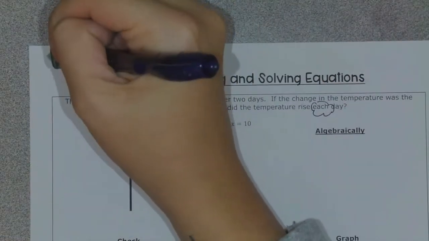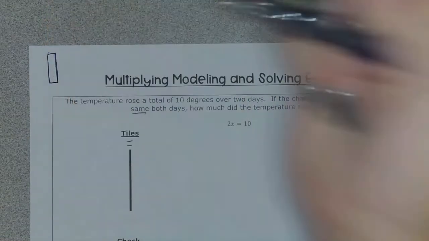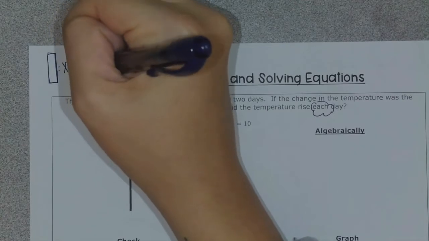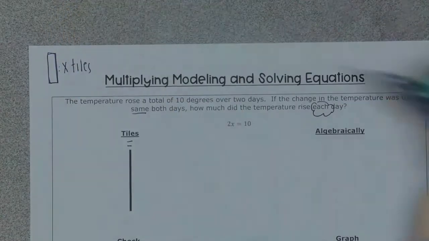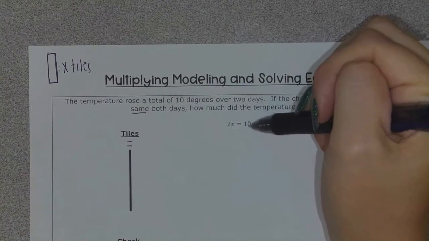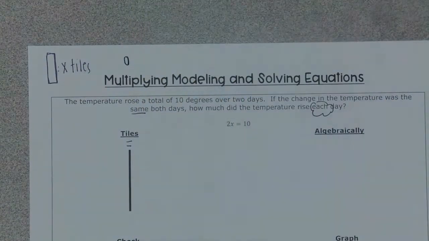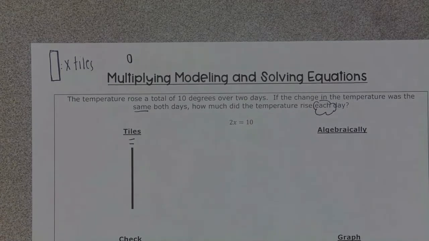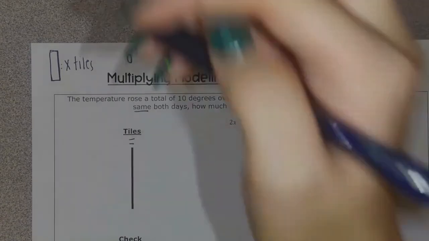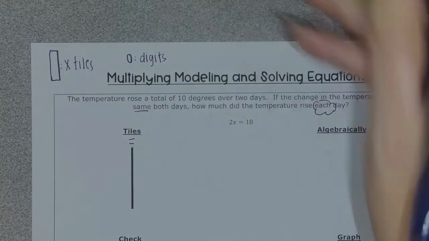What is still true is our x tiles are still represented with the long rectangle tiles. Those are still our x tiles. But when we multiply and divide, the only type of tile that we use to represent just our regular numbers is the open unshaded circle. That's it. Because we're not subtracting anything, there's no need for the closed circle this time. So this just represents our digits, our numbers.